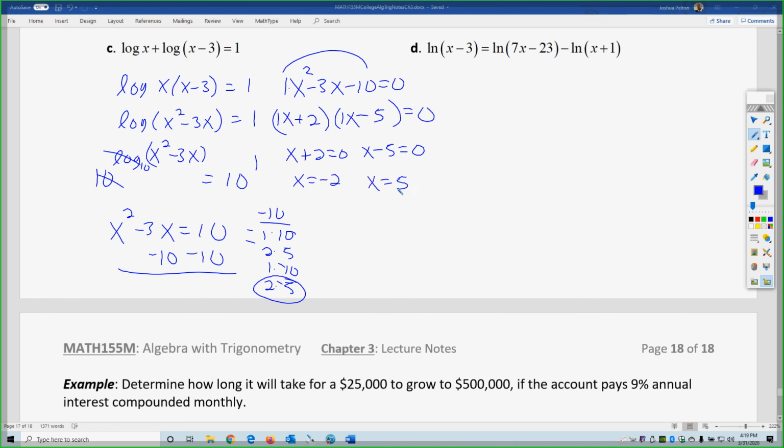Well, if you plug in the 5, that seems to work okay because you get 5 minus 3 is 2. But if you plug in the negative 2, you get negative 5. You can't do a negative log. Okay, next one is subtraction. Looks like it's going to be a quotient rule.